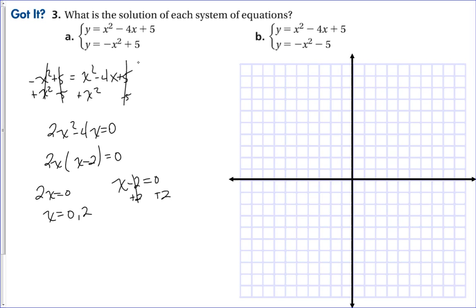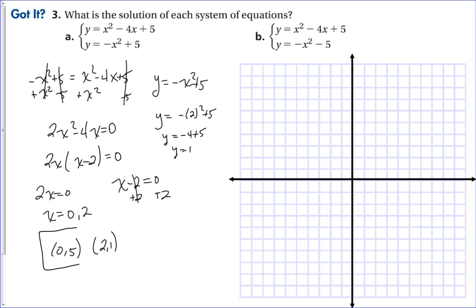Now, pick whichever one you think is easiest and find the corresponding y values. Obviously, I think this one is going to be easiest. So y equals negative x squared plus 5. So when you plug in the 0, this is basically gone, and you just have the 5. So 0, comma 5 is one of them. Now plug in the 2, so we're going to have y equals negative 2 squared plus 5. So this is y equals negative 4 plus 5. So y equals 1. So our second point is 2, comma 1.